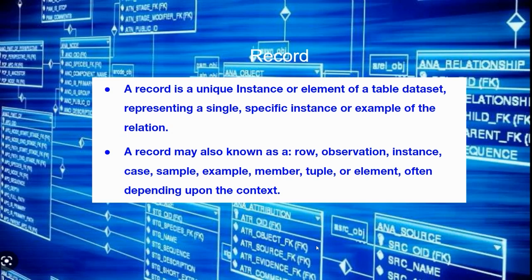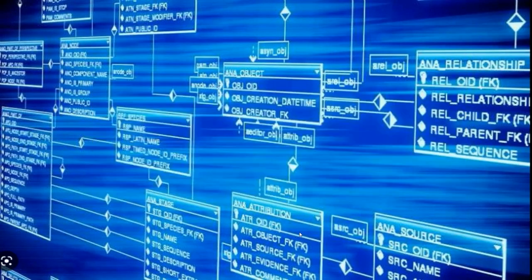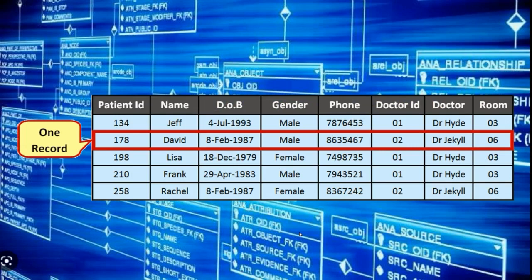A record is a unique instance or element of a table data set, representing a single specific instance or example of the relation in the table. So it's an instance within the table. The table might be employees, and the record is Frank, who is a data analyst. A record is also known as a row, observation, instance, case, sample, example, member, tuple, or element, and it all depends on the context, really. Here's a little graphic of a single table with one record highlighted.